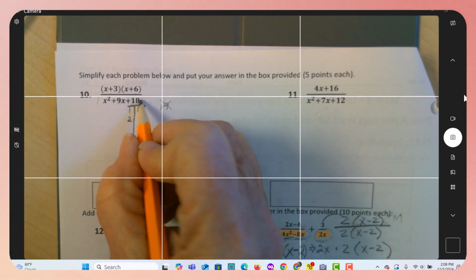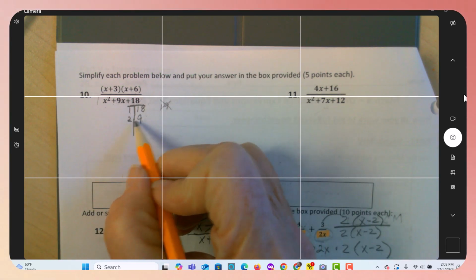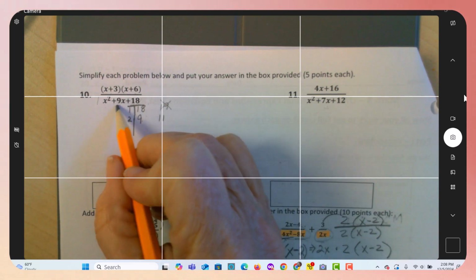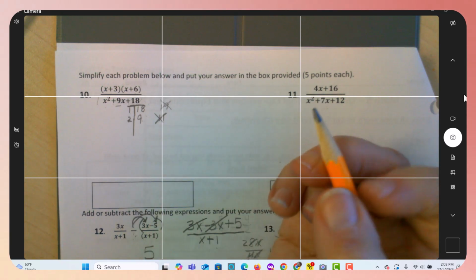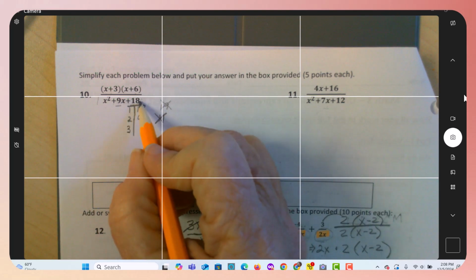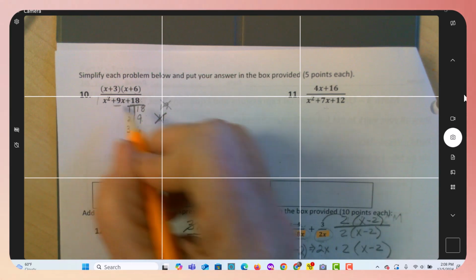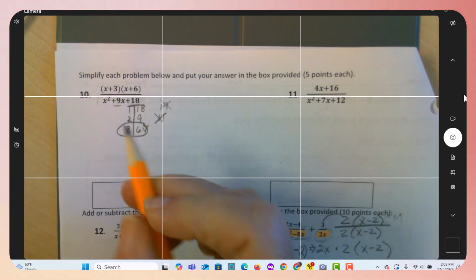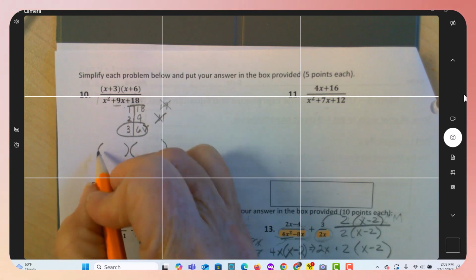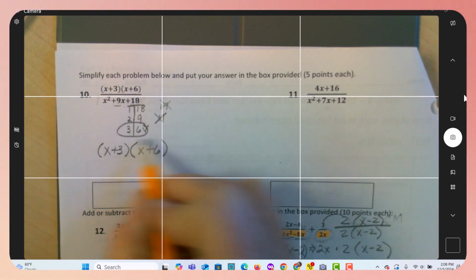I'm going to divide 2 into 18. 2 goes into 18 9 times. Now 9 times 2 is 18, but 9 plus 2 is 11, and I'm looking for 9, so that doesn't work. Are there any other factors? Let's move up to 3. 3 goes into 18 6 times. 6 times 3 is 18. 6 plus 3 is 9. So these are the factors that I'm looking for, and I can break this into 2 binomials, x plus 3 and x plus 6. Okay, so that's the denominator.